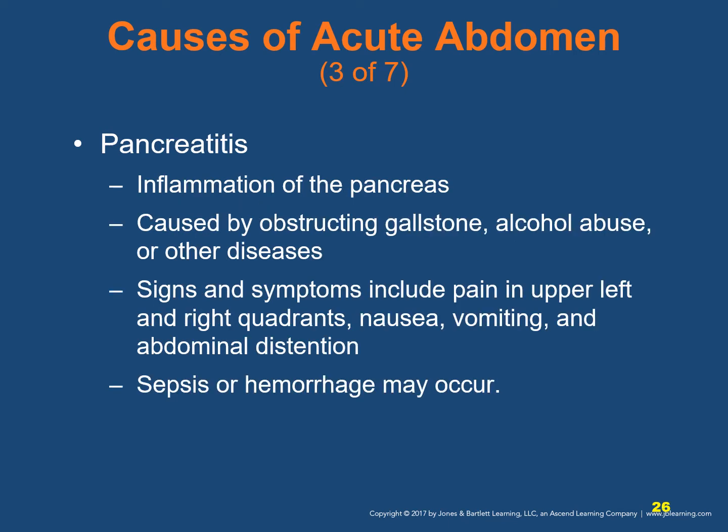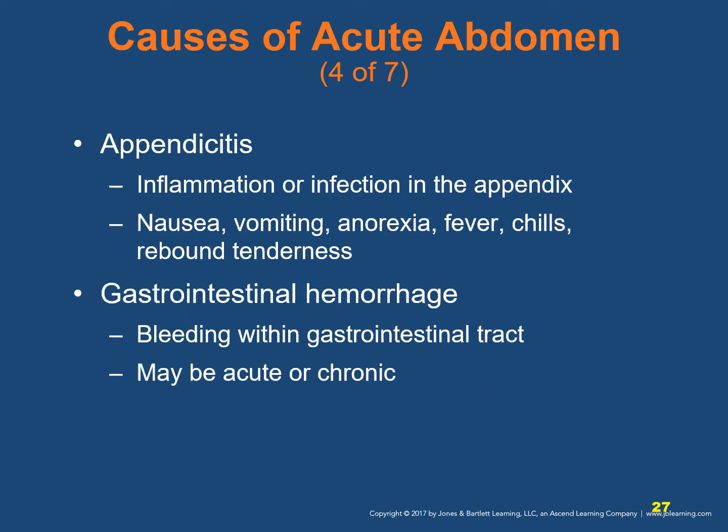Pancreatitis is inflammation of the pancreas. It is caused by an obstructing gallstone, alcohol abuse, or other diseases. Signs and symptoms include severe pain in the upper left and right quadrants, and it often radiates to the back. The patient may report that the pain is worse after eating. The symptoms that appear are typically nausea, vomiting, abdominal distension, tenderness, and sepsis or hemorrhage may occur. So look for fever and tachycardia.